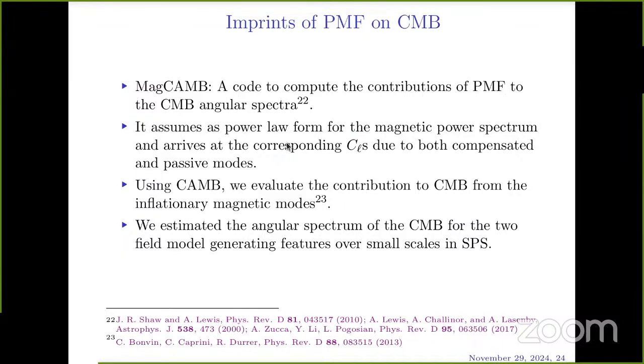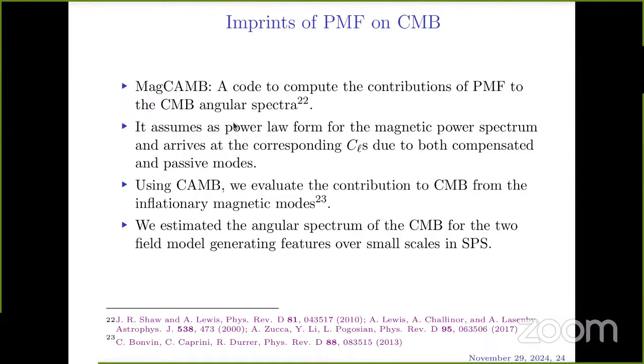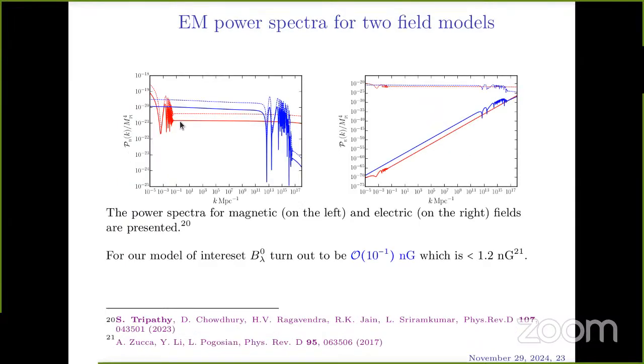For that, we have used the code MagCAMB, which takes into account the present day strength. There are two quantities which it takes into account. One is the present day strength of the magnetic field, and the other is the spectral tilt of the magnetic field. Since here we have a nearly scale invariant spectrum, we can easily take one of the models into consideration. So we have worked with this second model, which generates features in the scalar power spectrum over small scales, because the first one has a small deviation and the MagCAMB code is very rigid about using a power law form. So we did not want to tamper with the code by smoothing it.